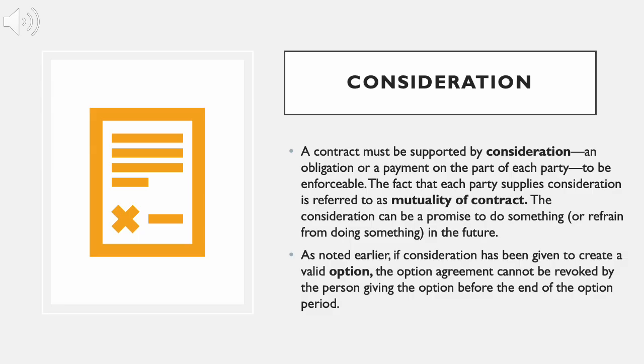Consideration. A contract must be supported by consideration, an obligation, or a payment on the part of each party to be enforceable. The fact that each party supplies consideration is referred to as mutuality of contract. The consideration can be a promise to do something or refrain from doing something in the future. As noted earlier, if consideration has been given to create a valid option, the option agreement cannot be revoked by the person giving the option before the end of the option period.